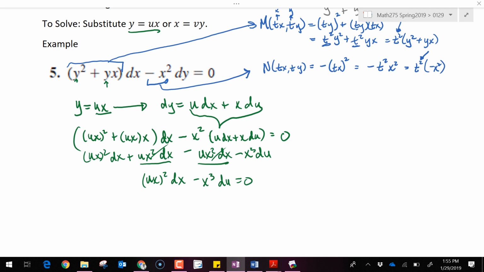What do we do now? Any ideas? Oh, we could check if it's an exact differential equation, right? Wait, what did we learn before that? What was the first algebraic symbolic method we learned? Do you remember what it's called? 2.2. Separable. Is this a separable differential equation?